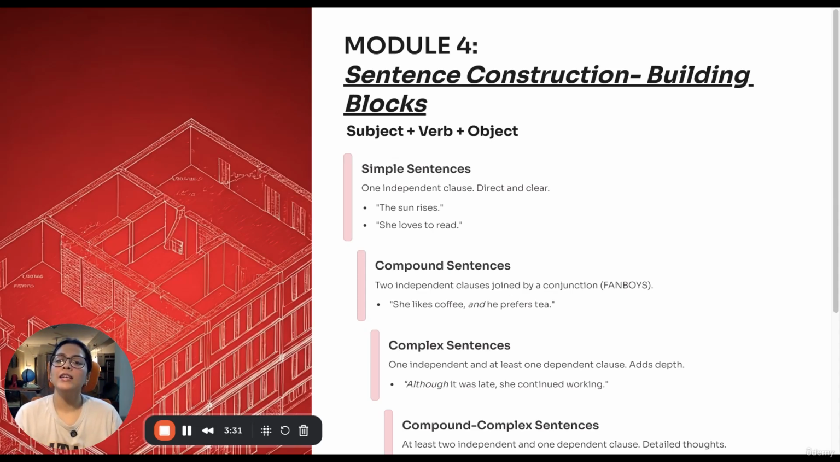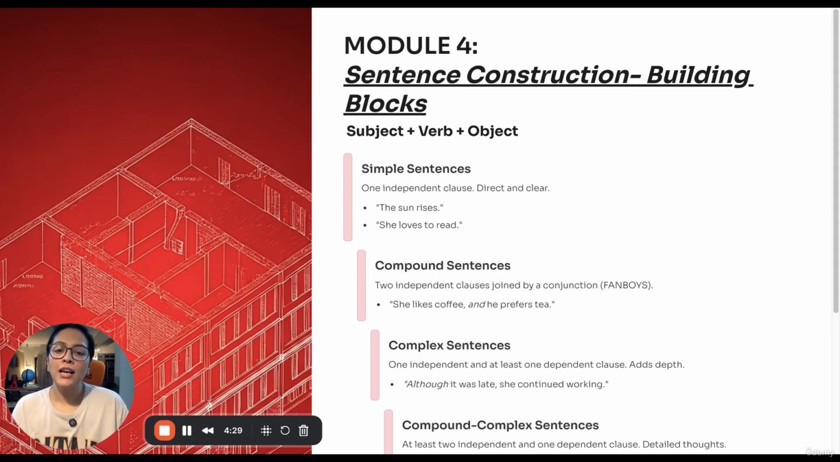So the first one would be your simple sentence. Now, what are simple sentences? Simple sentences are sentences where there is one independent clause, direct and clear, nothing else. Like, the sun rises, she loves to read. One unit of idea. She loves to read. She is your subject, loves is your verb, and then you have an object, right? So, very simple, one basic idea. That is your simple sentence.